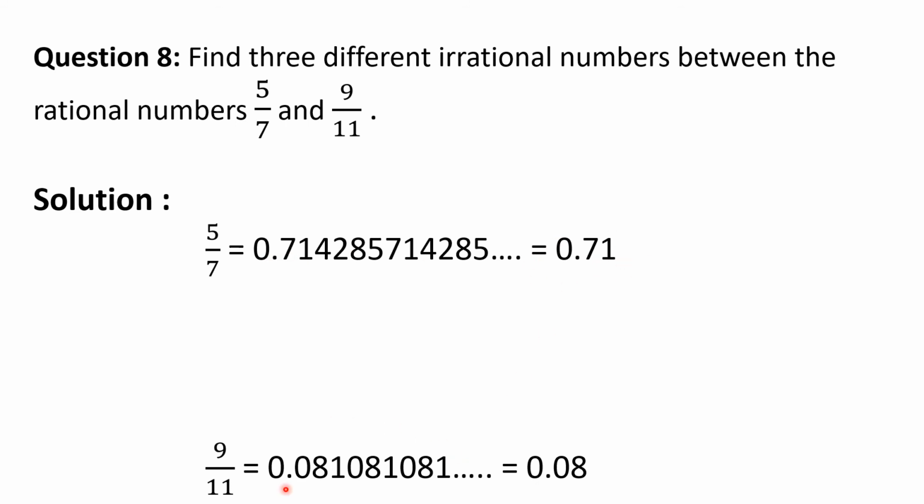Now this one, I got 0.081081, etc. So it is almost near 0.08. So I just take 0.08 for my ease, just to understand. Now I have to find numbers between this number and this number. Now it became easier, right? These are the boundaries under which I have to find three irrational numbers, right? So numbers between 0.71 and 0.08.